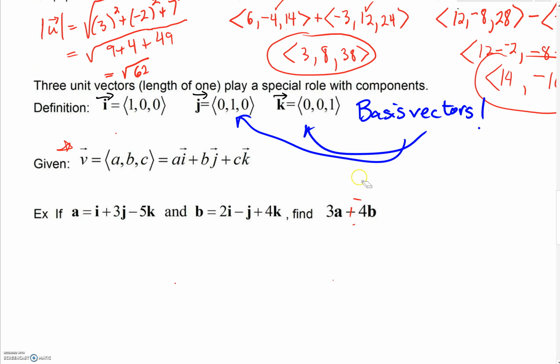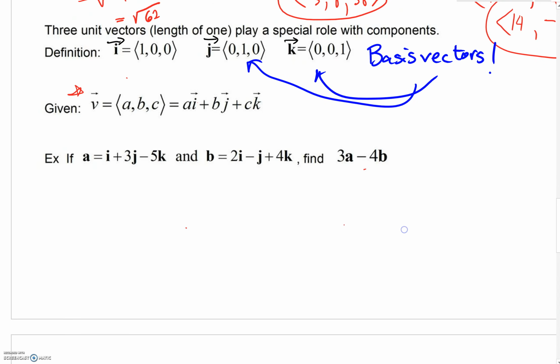Let's take a look right here as we are asked to take vector A and vector B, but multiply 3 times vector A. Well, 3 times vector A would be 3i plus 9j minus 15k.